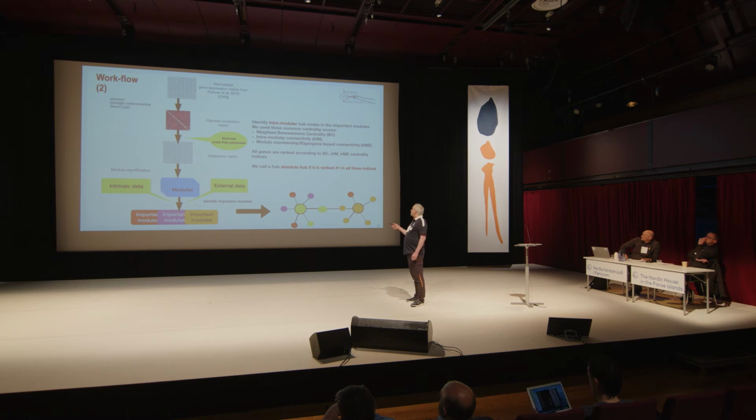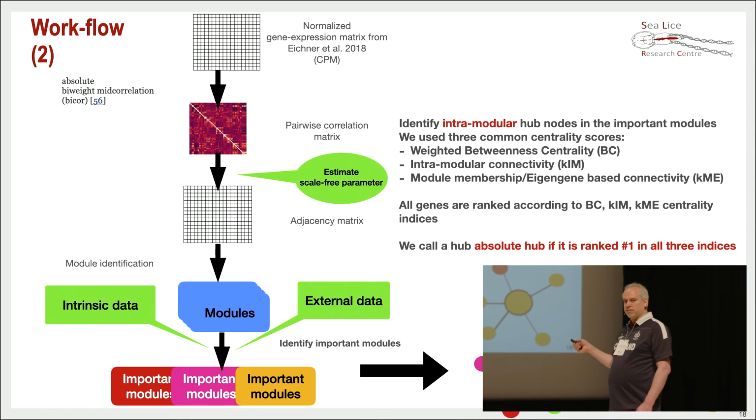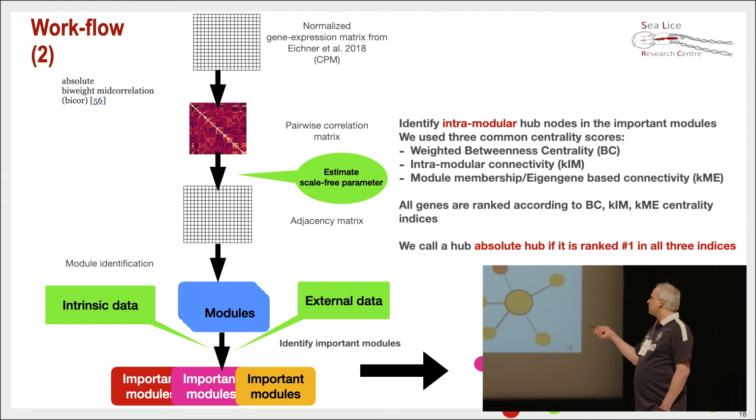We had the gene expression matrix normalized already from the other paper. We calculate pairwise correlation, and you have to estimate the scale-free parameter, and calculate another matrix. So it's just a series of transformations until here. Then you use extrinsic and intrinsic data after you found the modules. And then we said, okay, there are modules. We need to identify the important modules first, okay?